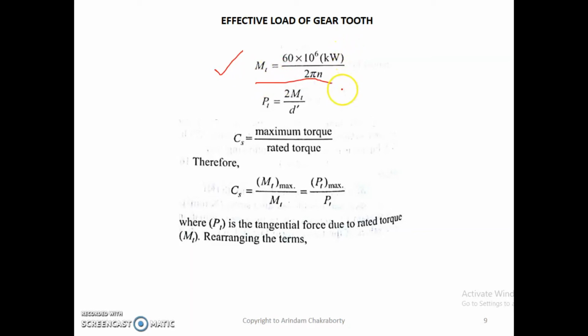Now what is PT? PT is 2MT by d dash. How can I calculate this one? Why is it like this? What do we know about MT? MT is calculated from this formula using pitch line velocity. We will calculate this one.